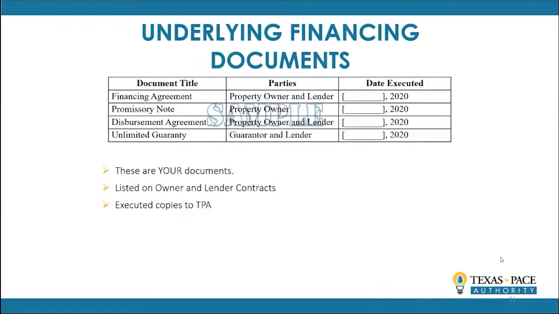Now, I know the one piece that the lenders are asking about is the underlying financing documents. These are your documents and will reflect your underwriting requirements. Whether or not you choose to have an unlimited guarantee or a promissory note, these financing agreements and the language and terms within them are yours. They will be listed on the PACE owner and lender contracts as the underlying finance documents. And as part of the project closing process, Texas PACE Authority does need the executed copies.